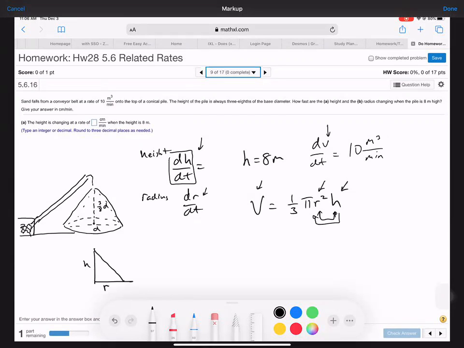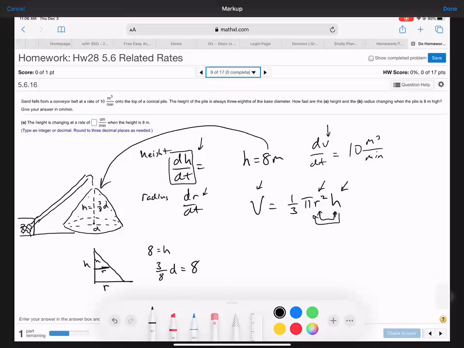In any cone, there's always this ratio that exists: the R and the H always relate to each other. This is from geometry. So here's the idea. If I told you the height is 8 meters, then if I plug in 8 meters here, the height is 8. If the height is 8, what would everything else be? So this is 3 over 8d is equal to 8. That's our height.